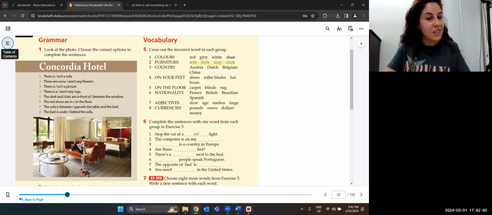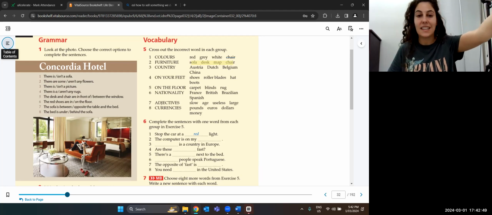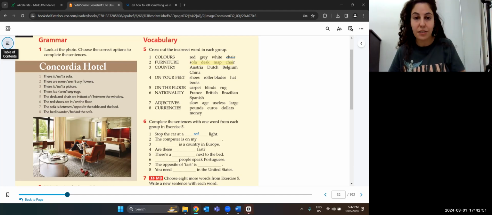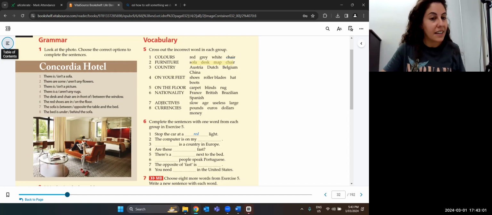And the red shoes are on. We say something is on the floor. There's something on the ceiling. The clock is on the ceiling. The shoes are on the floor. The book is on the desk. So when it's on top of something else, we say on. Okay, on. The sofa is between.